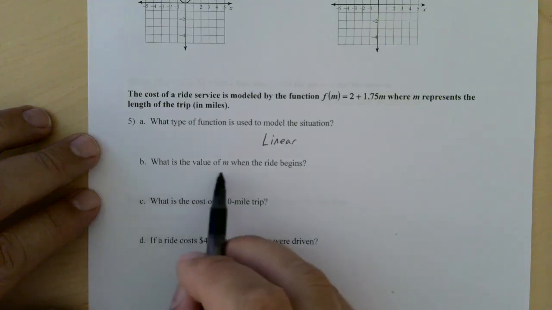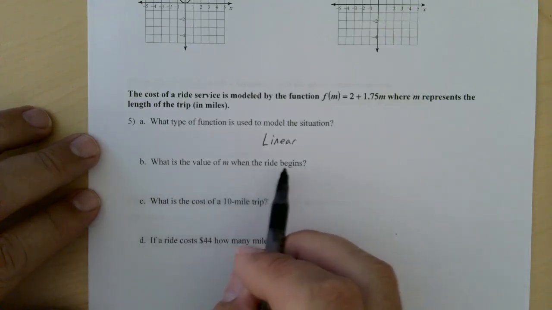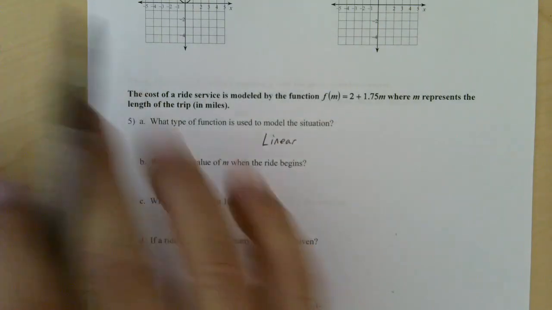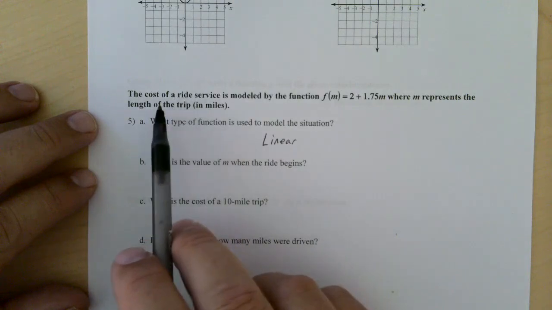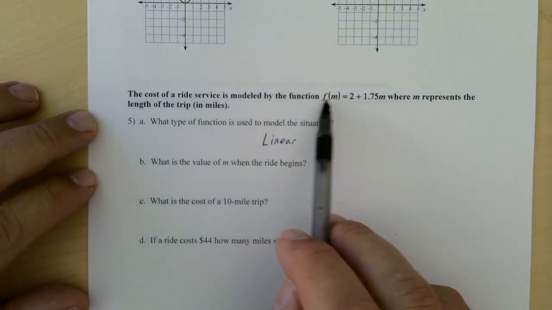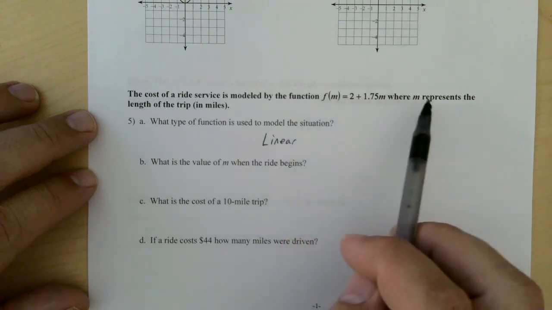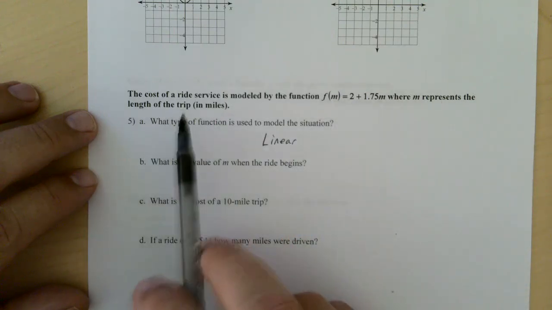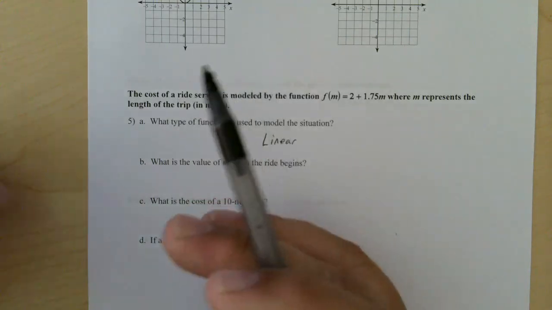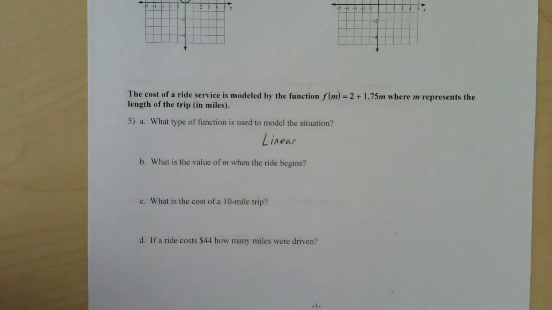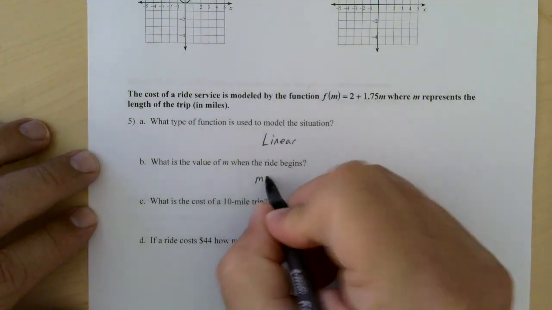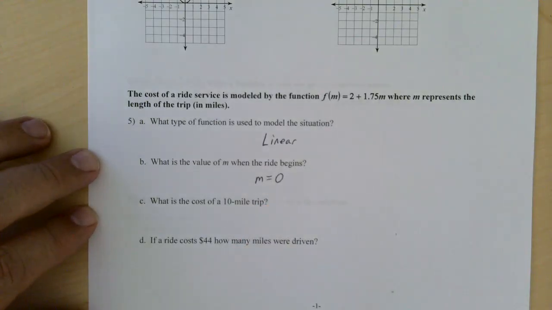Okay? What is the value of m when the ride begins? So anytime you're given a word problem, make sure you read the situation. We're given this function based on f of m, where they tell us m represents the length of the trip in miles. So when you first get in this car, you went nowhere. You went 0 miles. So what is the value of m? Well, m is 0 when you first get in.